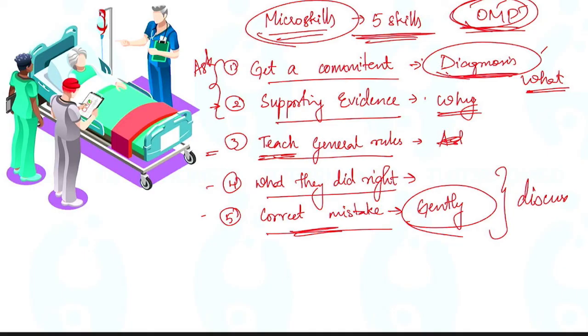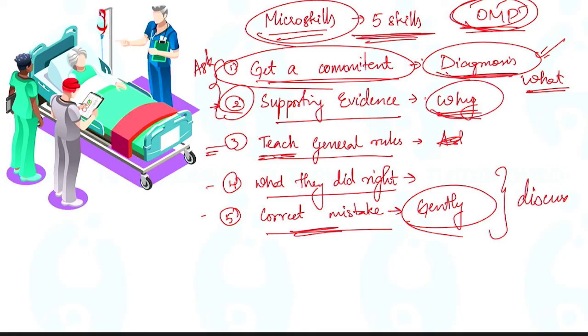In the first two steps we ask the student. If we are the staff or the physician or clinician, we ask the student to get a commitment. We ask the student about the diagnosis. What do they think the problem is, or what do they think the appropriate medicine is? And then we ask for supporting evidence. Why do they think the patient is suffering from a certain disease, or why do they think this medicine is better than the other one? That is the second point.